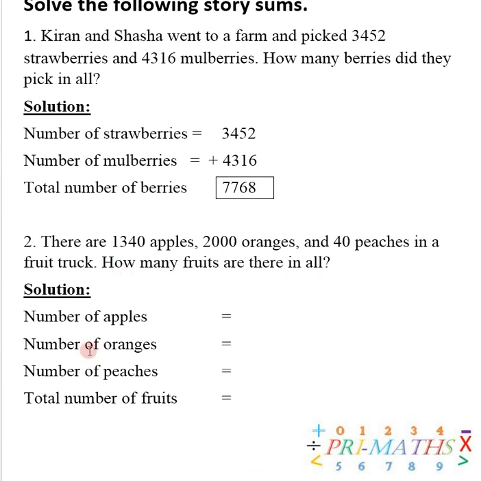Now the next sum: there are 1,340 apples, 2,000 oranges and 40 peaches in a fruit truck. How many fruits are there in all? So now they have given the number of apples. How many? 1,340 apples, right? You are going to write it here. Number of oranges 2,000, so write 2,000 here.